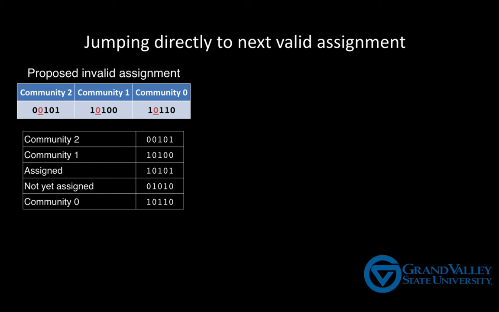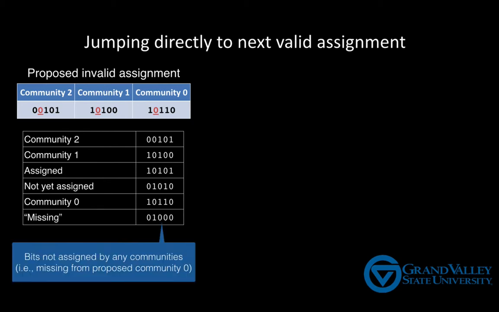The current proposal for community 0 assigns nodes 1, 2, and 4, which means that in this assignment, node 3 is missing, thereby rendering the entire proposed assignment invalid. As we just saw, simply adding node 3 to community 0 will produce a valid community assignment, but not the one we're looking for. So what exactly are we looking for?